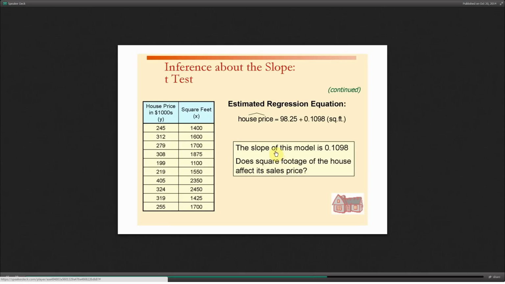So here's an example of our housing prices again. How do we know if the square footage of this house actually affects its sale price? In other words, how do we know that housing price is dependent on, or has a linear relationship to, or in other words, is affected by square footage? So that's the question we're asking. This is just the estimate for the slope based on the sample data. We just want to know if the population slope for housing prices and square footages is not equal to 0.